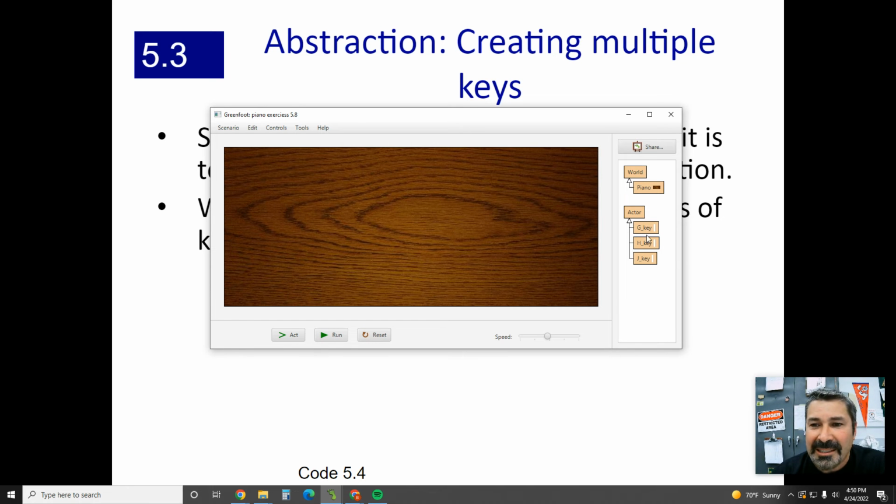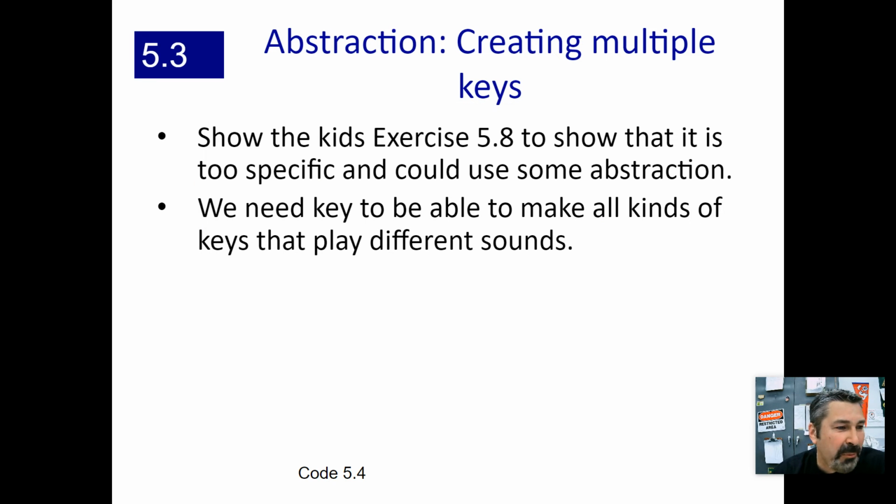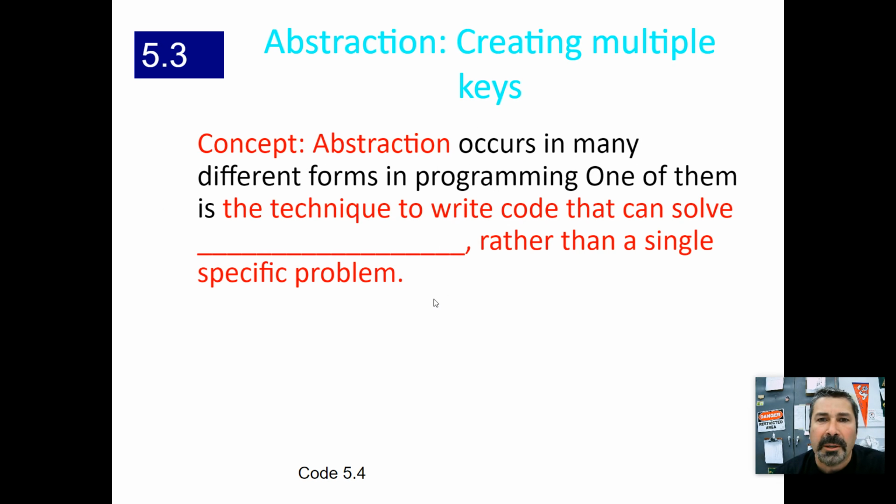So the solution is not to create a bunch of different classes that do mostly the same thing but a little bit different stuff. So we need to make a key that can make all kinds of keys that play different sounds. Okay. So write this down in your handout. Whenever we see the sissy blue color, you need to get out your handout. So this does not go on the line paper. This goes in the handout.